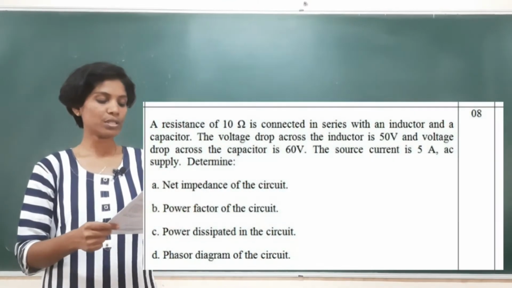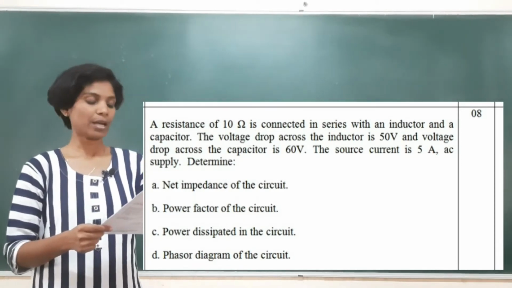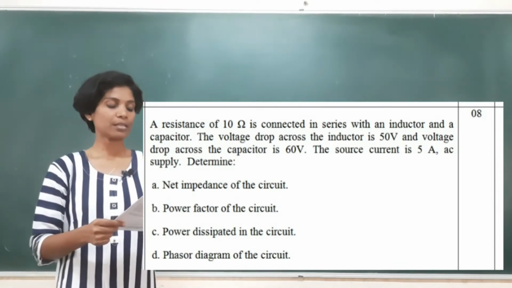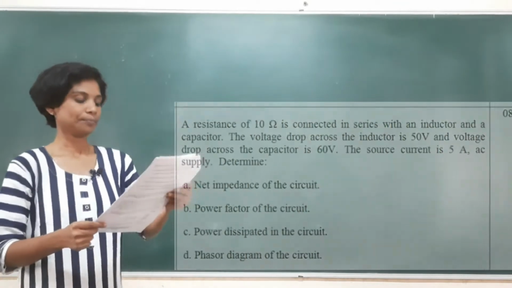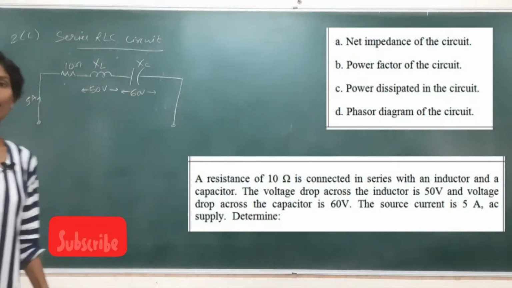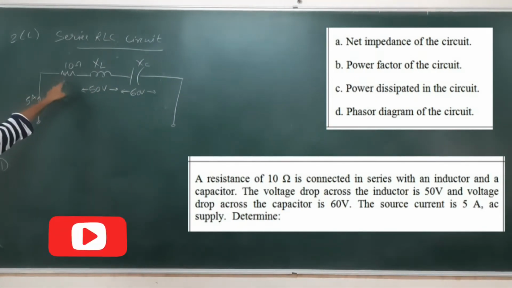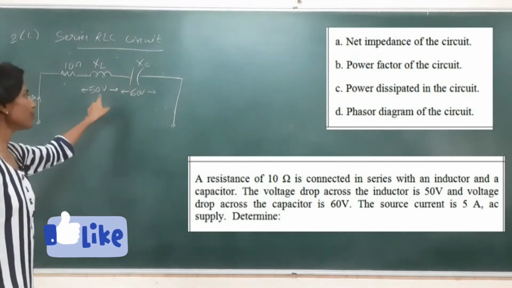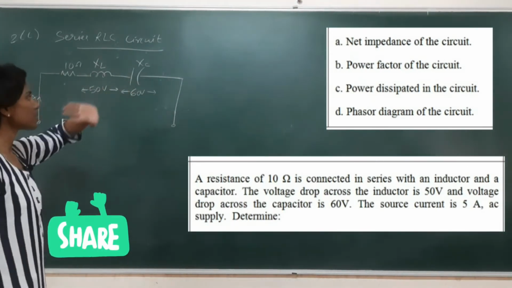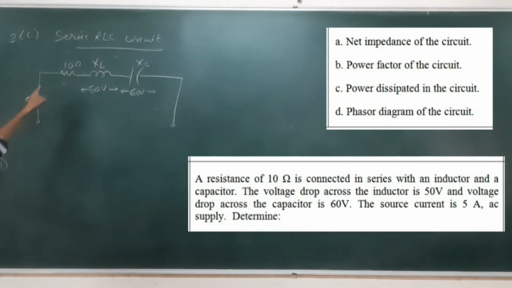As you can see on the screen, we have a resistor in series with an inductor and a capacitor. Some information is given, so let's first write down the data. A series RLC circuit is given, where R has the value of 10 ohms, the voltage across the inductor is 50 volts and across the capacitor is 60 volts, with a supply current of 5 ampere.